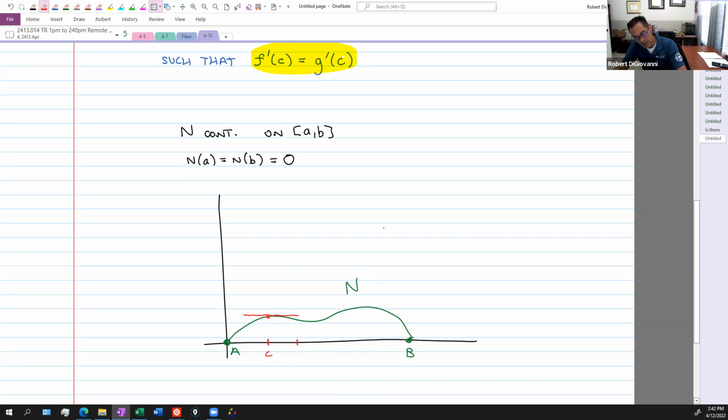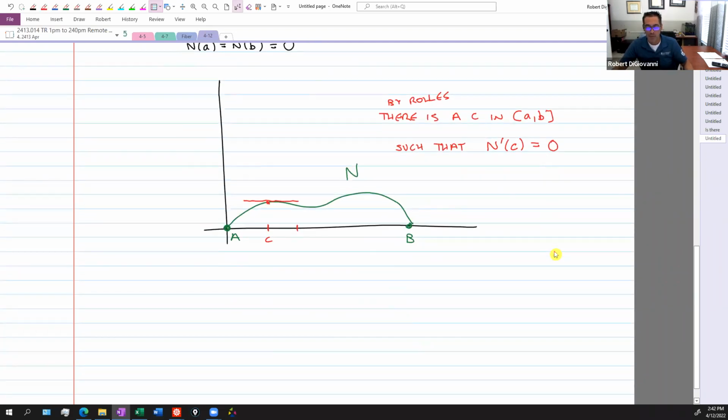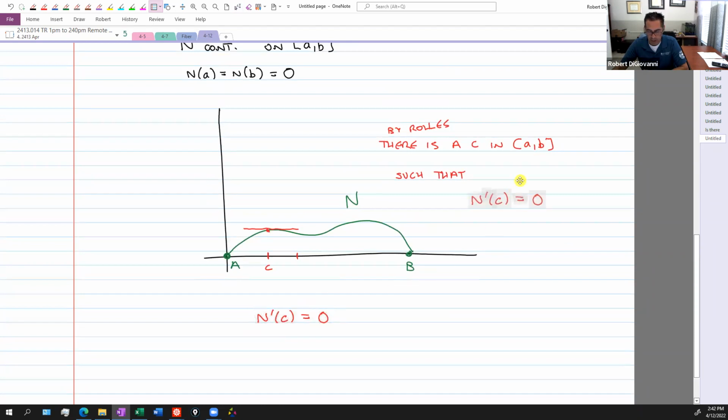Where there exists, by Rolle's, there is a C in the interval AB such that the derivative of n at that value C must be equal to what? 0, right? Y'all agree with that? But hold on, I got you. I've just proven it. You don't realize I have, but I have.